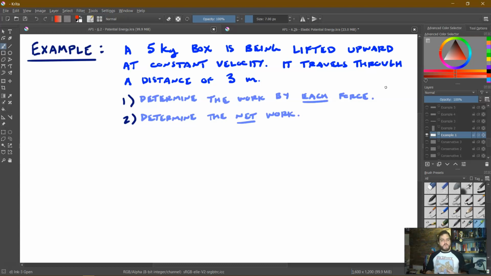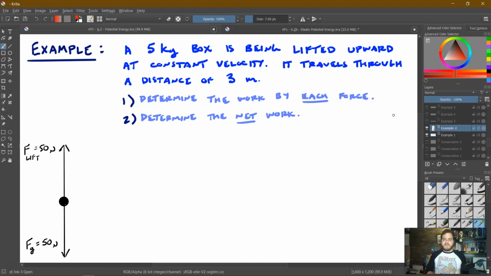And we want to determine the work by each force acting on the box, as well as the net work on the box. So let's first determine the work by each force. Let's draw an FBD for the box. Well, it's going at constant velocity, so the only forces on it as it's being lifted will be a force of, we'll say, lift. You could be pushing it upward, or it could be pulled upward, it doesn't matter, but it's a lift force of 50 newtons. And the gravitational force is also 50 newtons. We know that just because it's 5 kilograms times 10 meters per second squared. These have to be equal because it's moving at constant velocity.